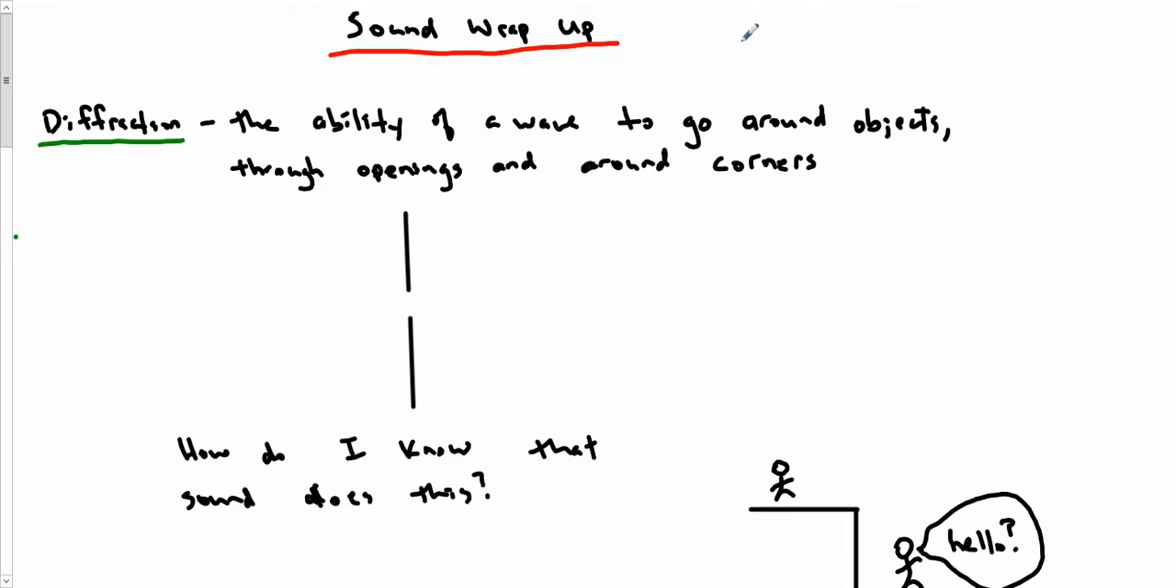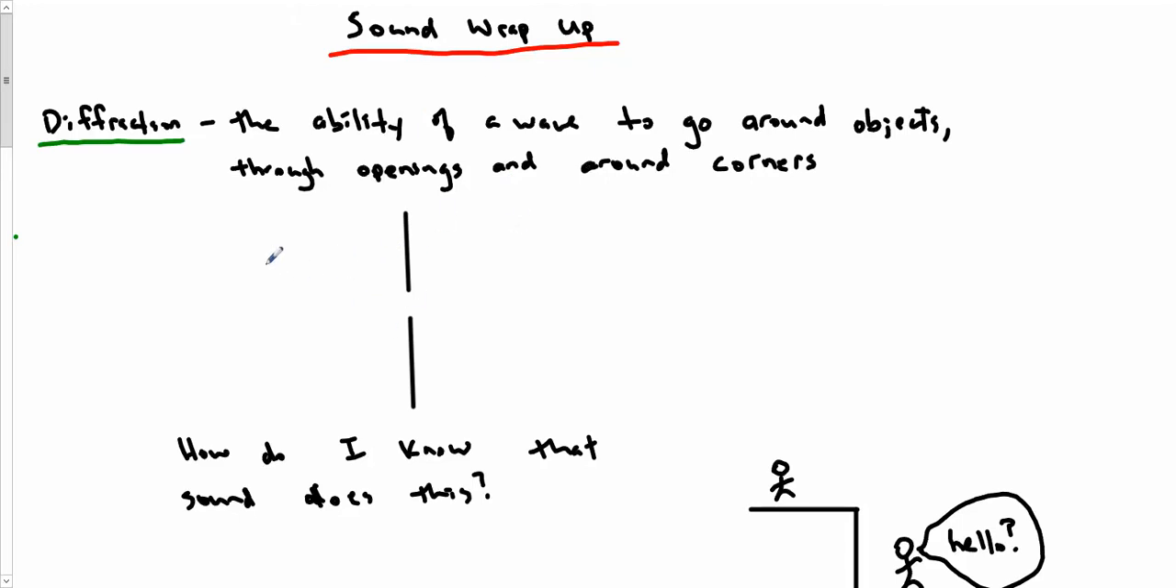Okay, let's wrap up this sound stuff. So a couple of properties of waves. Diffraction is the ability of a wave to go around objects, through openings, and around corners.